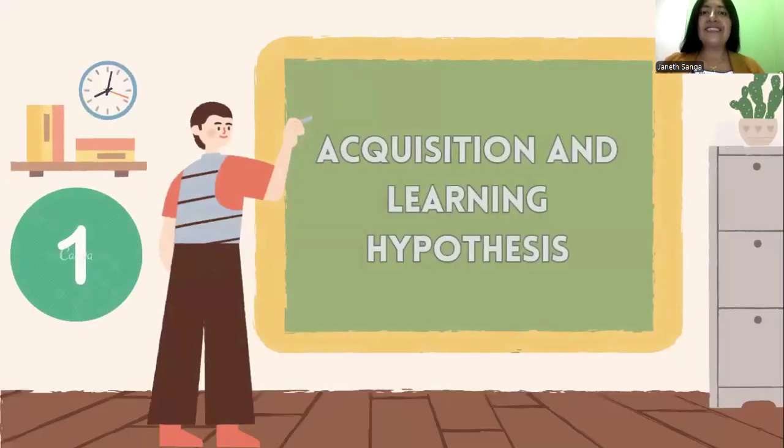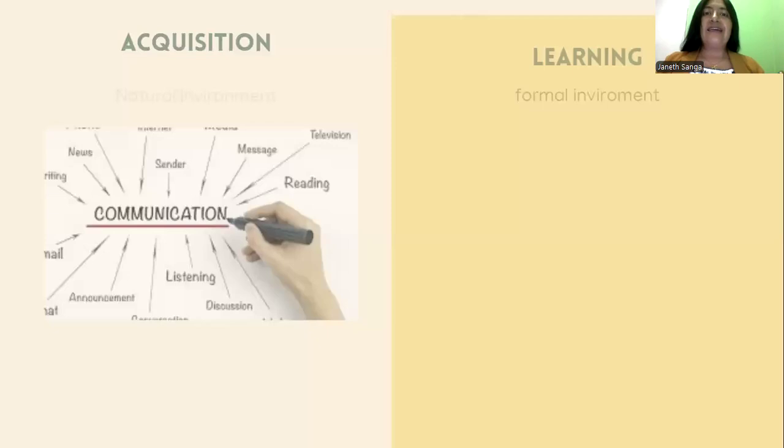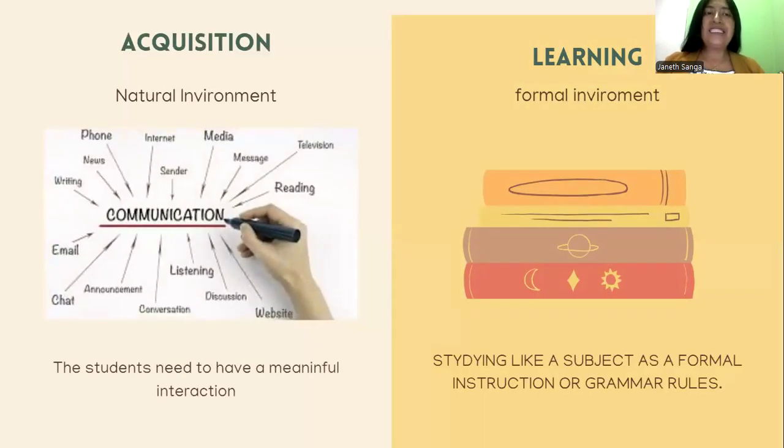So the first theory is the acquisition and learning hypothesis. Okay? We need to know the difference between acquisition and learning. As an English teacher, we need to choose one kind of method or technique to teach our students. So I invite you to choose acquisition. Why? Because acquisition is when the student interacts in a meaningful or natural environment.